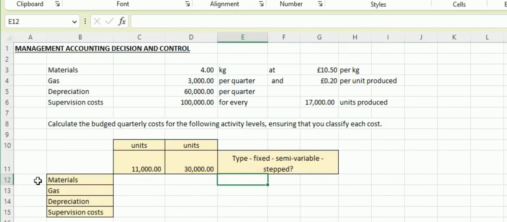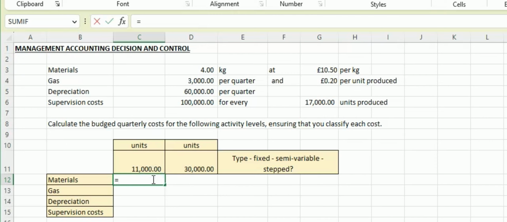Let's just make that a bit bigger. There we go, so we can see all of that. So where do we even start with this? Now, materials, we're being told that each unit requires 4 kilograms of materials at a price of £10.50 per kg.